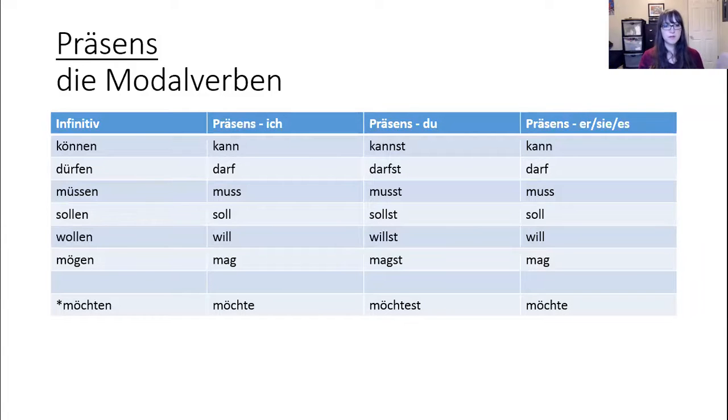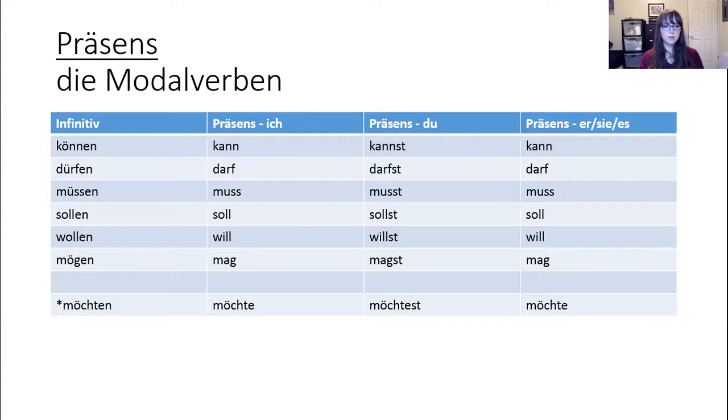Okay, dürfen is the next one. This is to be allowed to. And if you say ich darf nicht, that's I'm not allowed to. So one thing you want to watch out for is confusing dürfen and müssen, where müssen, must, or to have to. If you say ich muss nicht, that means I don't have to. Whereas if you're trying to express that something's prohibited, you say ich darf nicht.